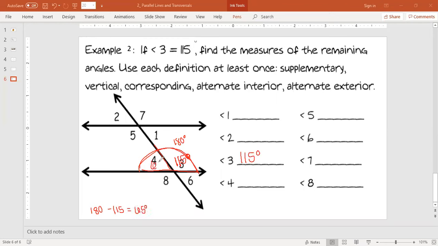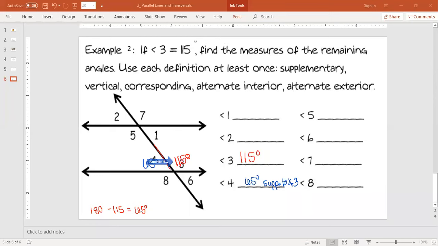So we know angle 4, I'm going to do this on a different color, show you all this. We now know that angle 4 is 65 degrees. Angle 4 is now 65 degrees. And we proved that because it was supplementary to angle 3. Okay? All right, now let's try angle 5. Well, what kind of relationship does angle 5 have with our given angle 3?